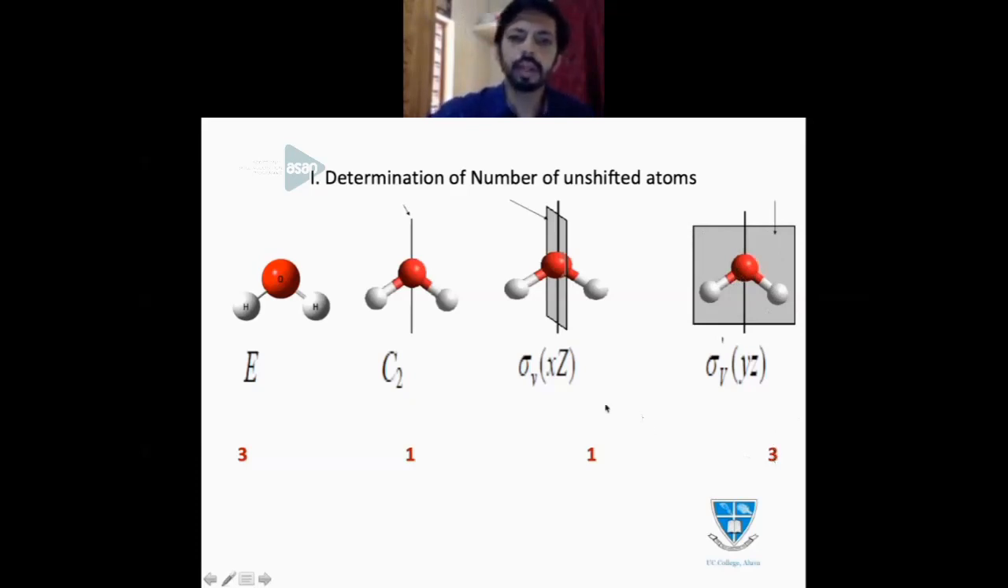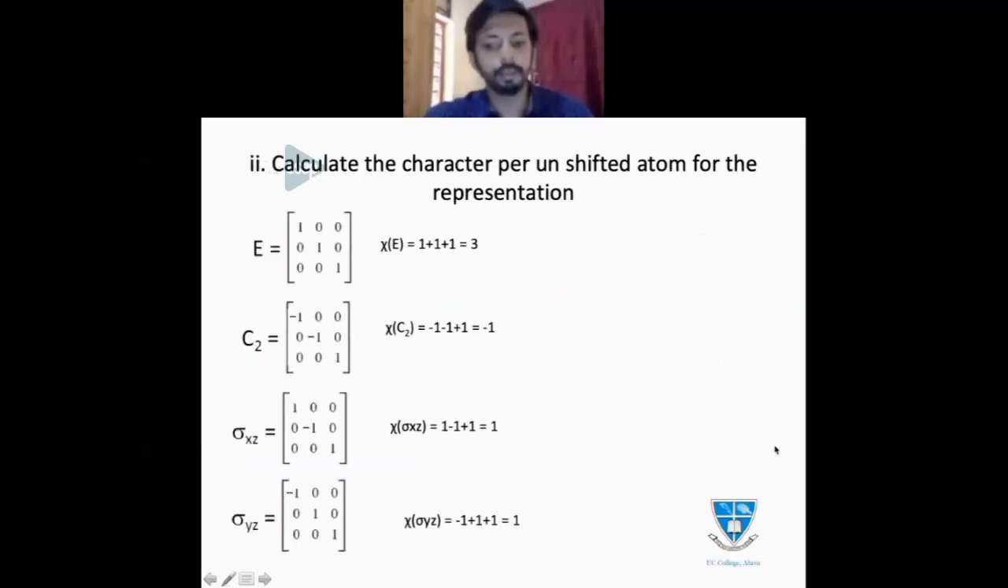So we have determined the number of unshifted atoms. For E, this is 3. For C2, it is 1. Then sigma V, it is 1. Sigma V dash, it is 3. Then the second step for the determination of the reducible representation is you have to calculate the character per unshifted atom for the representation.